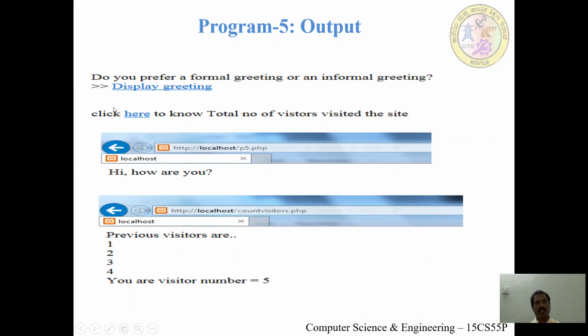In the same way, if you want to see the number of visitors, click here to know the number of visitors. It is going to display the output like this. Previous visitors are 1 2 3 4 and your visitor number is 5. This is the output of program 5.